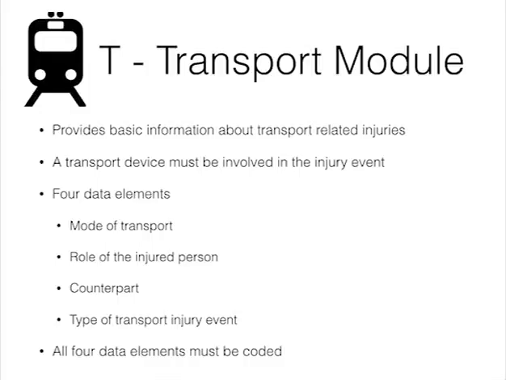Counterpart is the other vehicle, object, person, or animal with which the injured person or the vehicle in which the injured person was traveling collided. Type of transport injury event is defined as the general nature of the transport injury event, such as a traffic injury event, an air or water transport crash collision. All 4 data elements must be coded.